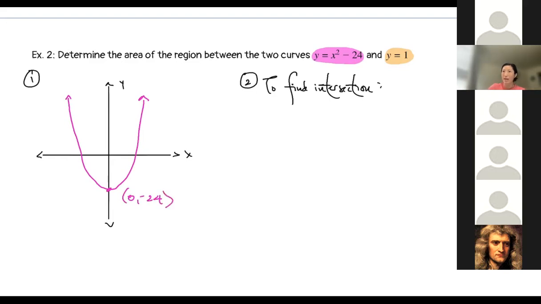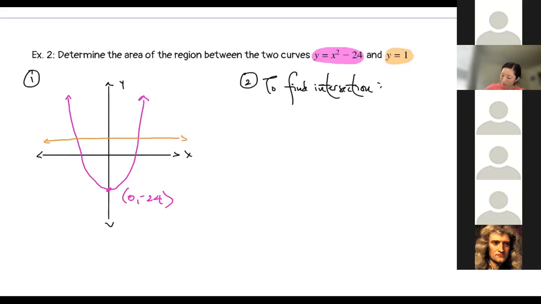All right, tell me about that orange, not the green. Tell me about that orange function, y equals 1. What does that look like? It's a horizontal line at 1. Excellent. So this diagram is clearly not super to scale, but let's just throw that there. And we've got our line, y equals 1.